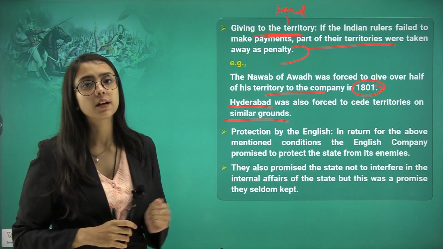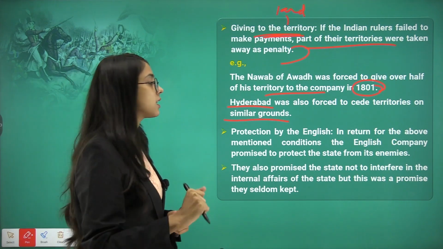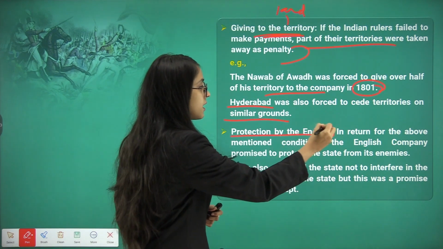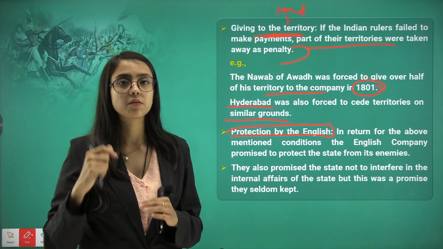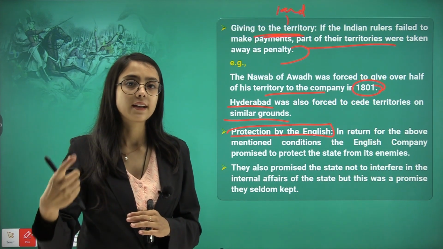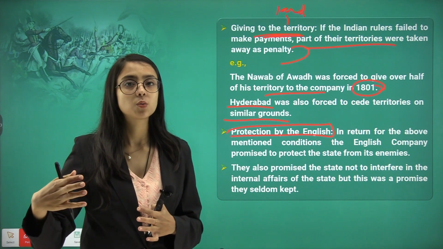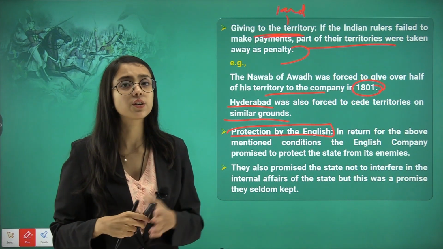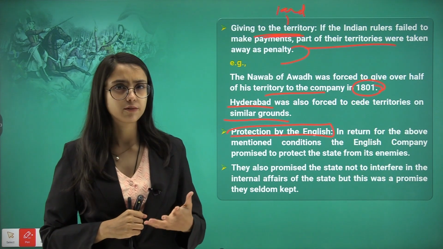So, protection by the English. Now the next important point of this subsidiary alliance is protection by the English. In return, the kings, the rulers, the Nawabs were paying revenue and taxes to the East India Company. They were providing supreme power to the company and the Britishers. In return, what were they getting? They were promised protection. What kind of protection?